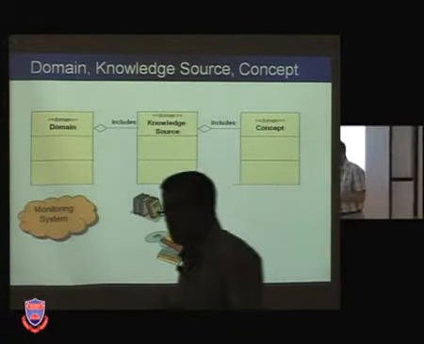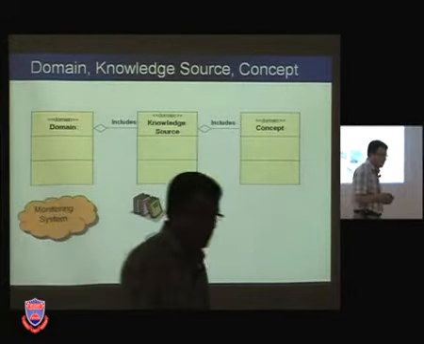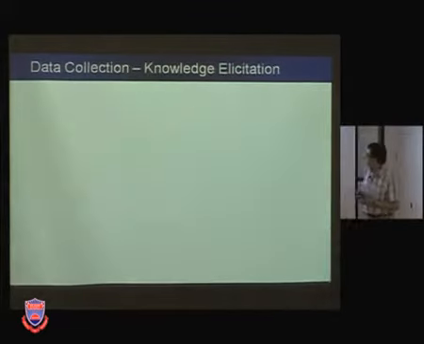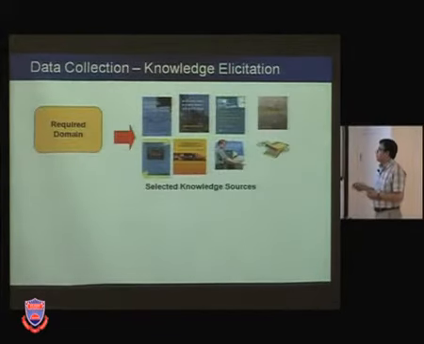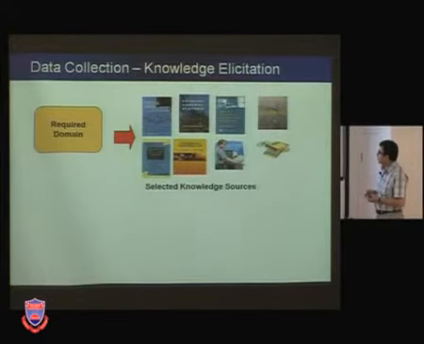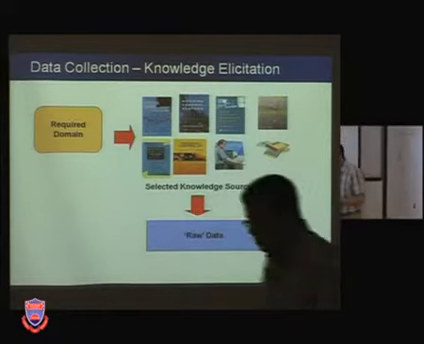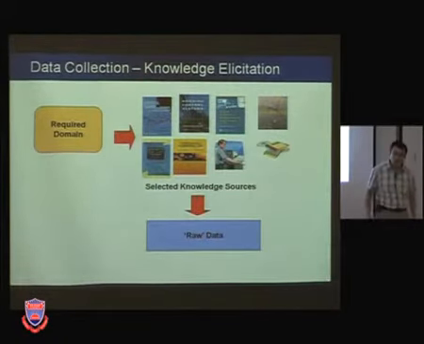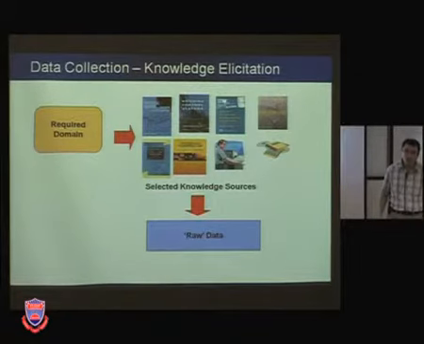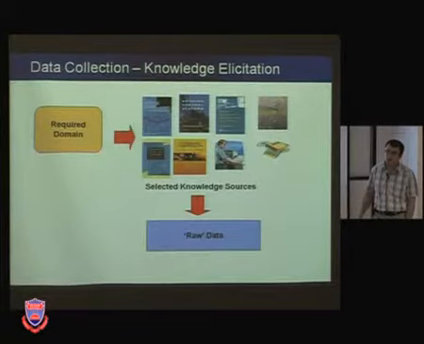We need stable solution domain concepts. This is the required domain. We select the knowledge sources, and the concepts are actually in these knowledge sources. For us, it's a kind of raw data. We still have to structure these, classify these, and model these. Then we get the domain model.